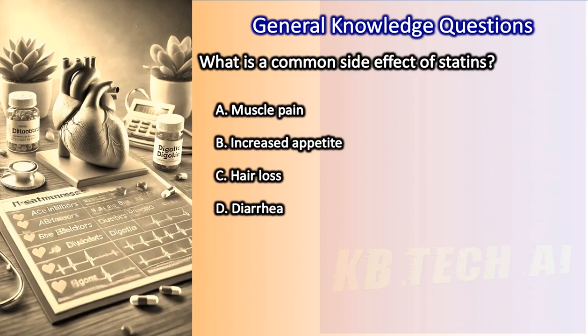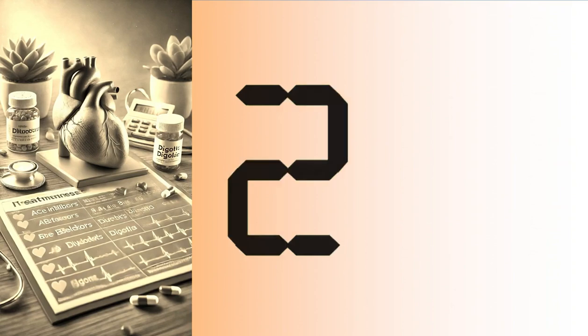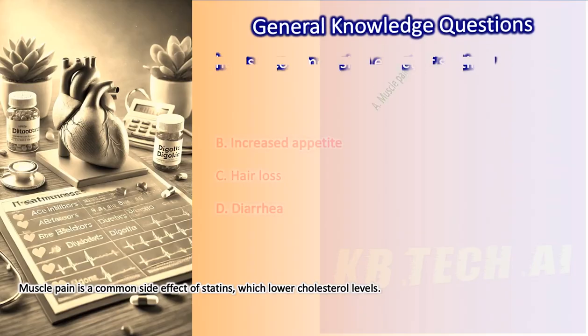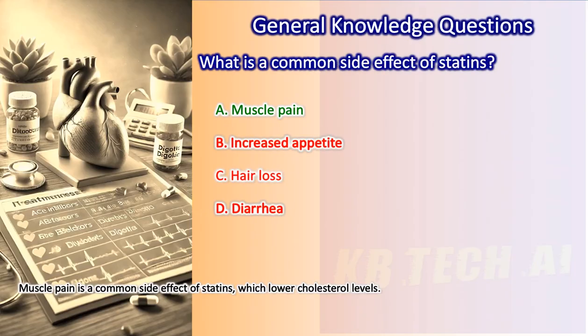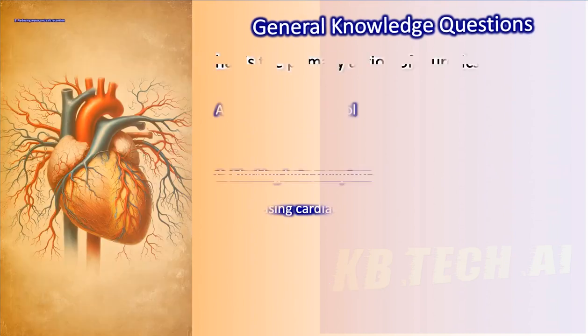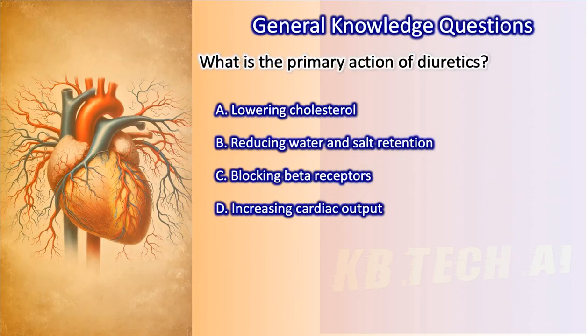Which is a common side effect of statins? Option 1, muscle pain. Option 2, increased appetite. Option 3, hair loss. Option 4, diarrhea. The answer is option 1, muscle pain.